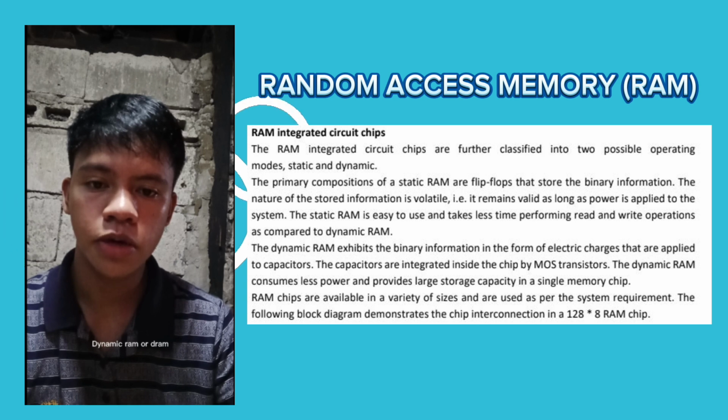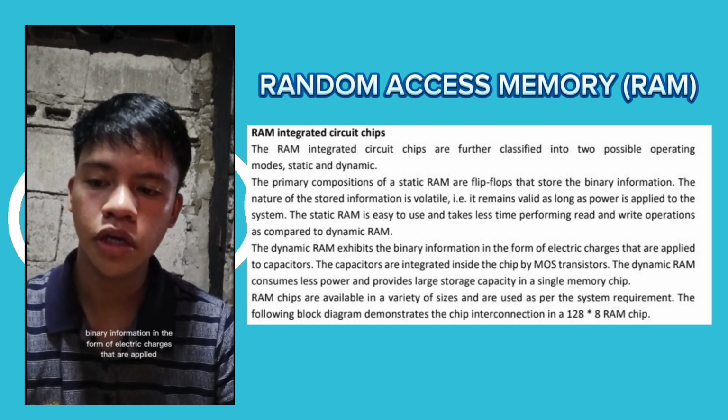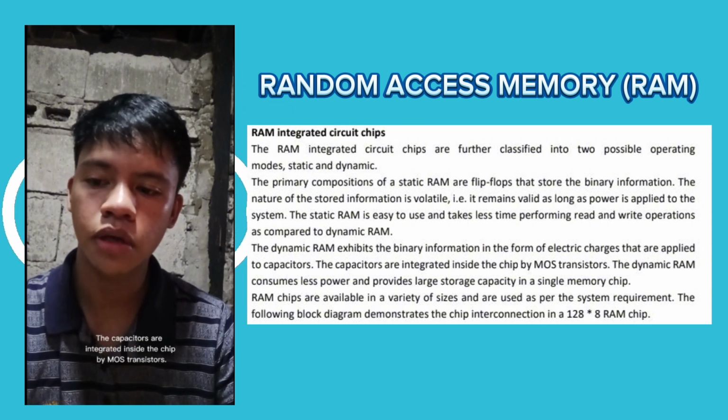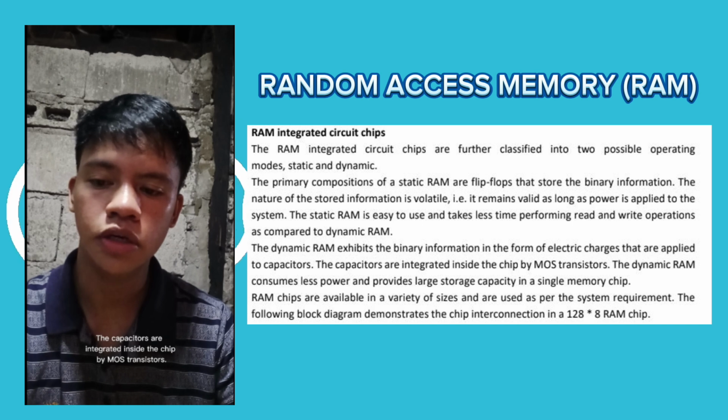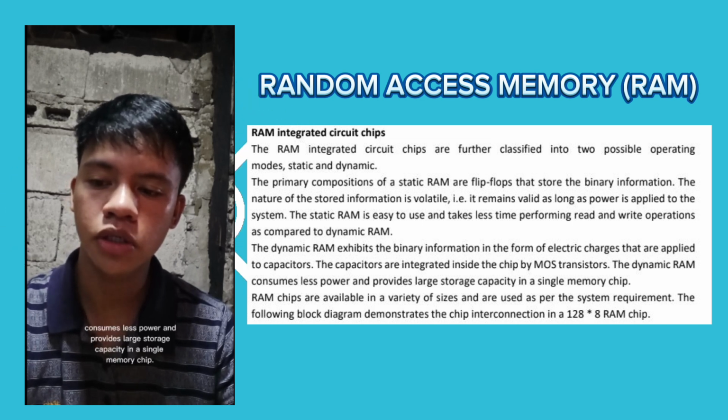Dynamic RAM, or DRAM. Dynamic RAM exhibits the binary information in the form of electric charges that are applied to capacitors. The capacitors are integrated inside the chip by MOS transistors. The dynamic RAM consumes less power and provides large storage capacity in a single memory chip.